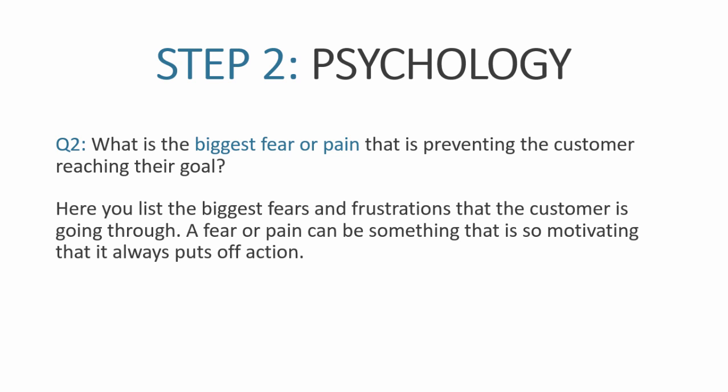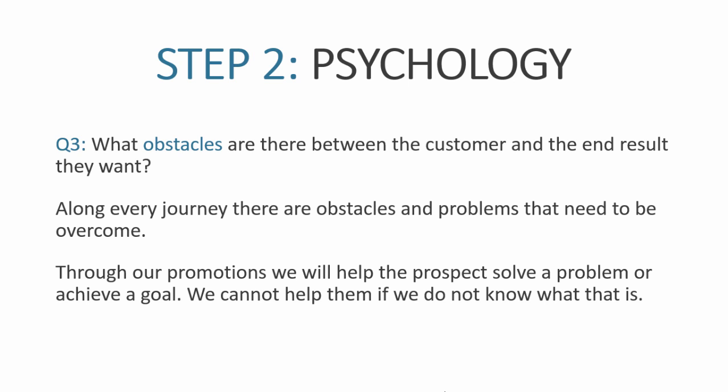Now let's move on to question number 3. What obstacles are there between the customer and the end result they want? Along every journey, there are obstacles and problems that need to be overcome. In the dating women niche, these obstacles would look like don't know how to talk to women, don't know what to talk about, don't know how to ask out for a date, or don't know what to do on the first date. Through our promotions, we will help the prospect solve their problem and achieve a particular goal. We cannot help them if we do not know what that is. That's why step number 2 about psychology is really important, and do not skip this step.